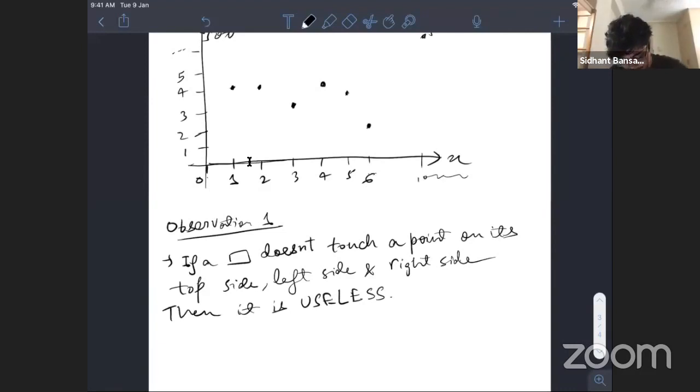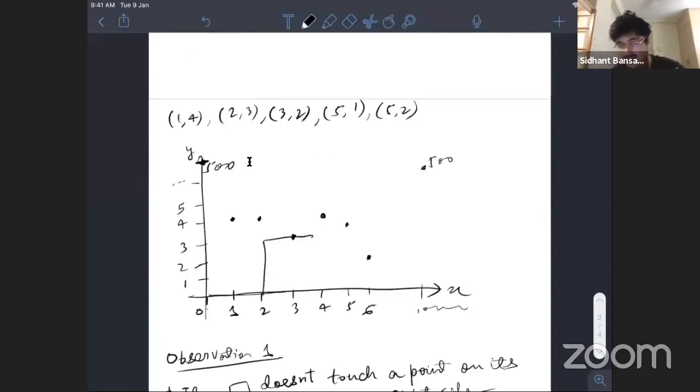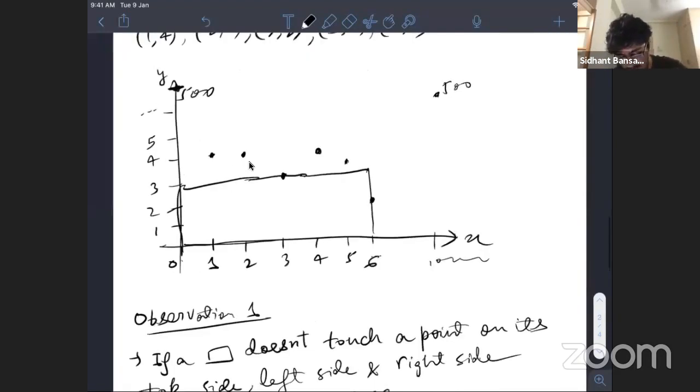What it means is that this rectangle is also now considered useless by us because it's not touching any point on the left side or the right side. This entire segment doesn't consist of any points, so you might as well have expanded it. This thing could have gone till here, right? And this thing could have gone till here. You won't call this rectangle useless now, because it's bounded by points on the left side, right side, and all the sides. Although on this side it's not bounded by any point, it's bounded by the 0th line, which is our default. We can't go beyond this. That's common sense.